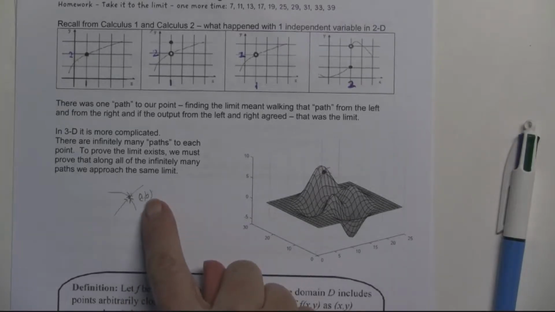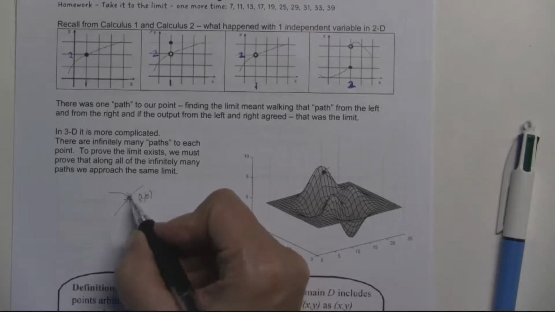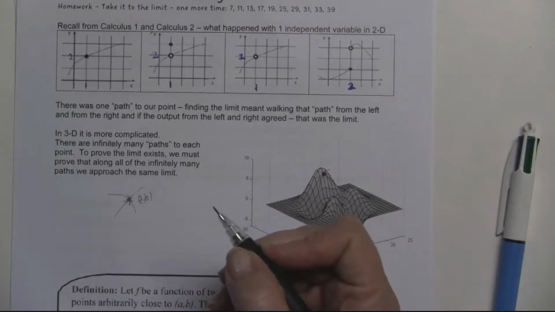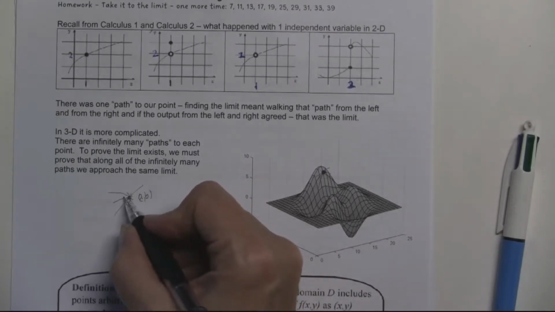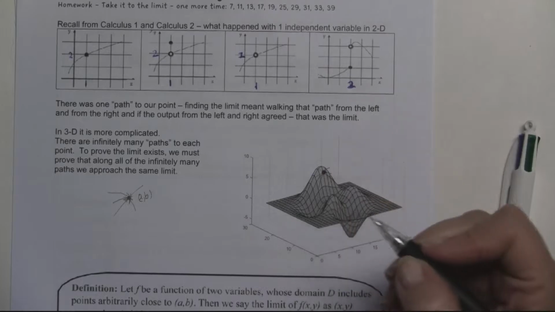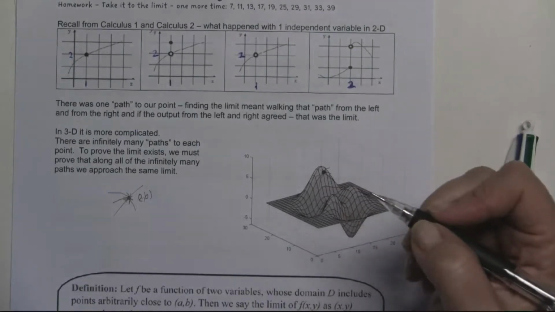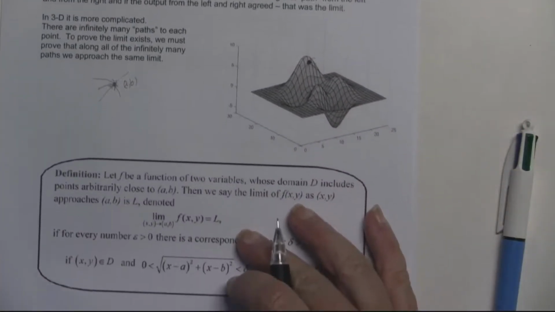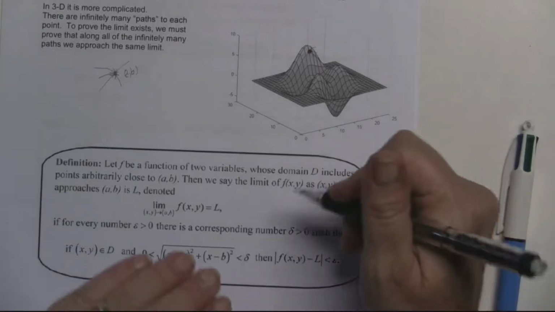So I'm getting closer and closer to this point in the XY plane. There are many ways that I can get closer and closer to that point, infinitely many ways. And then I'm asking, as I get closer and closer, are these heights all the same? Are the Z values all the same? Just like here I was looking at the Y values, the output. Is the output the same? This is the formal definition of the limit with the epsilons and deltas, and you can read through it in your book.